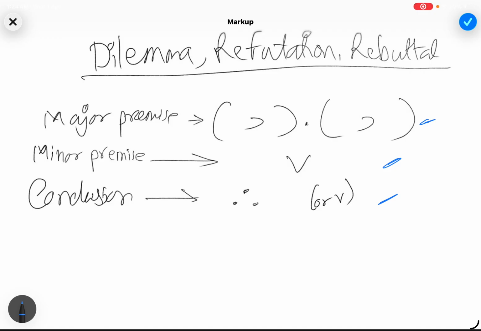So in the standard format of a dilemma, you have the major premise, which is a conjunction of two hypotheticals. The minor premise will be a disjunctive proposition, and the conclusion can be either a single letter, which is just categorical, or it could be disjunctive like the minor premise. So that is essentially what a dilemma is.